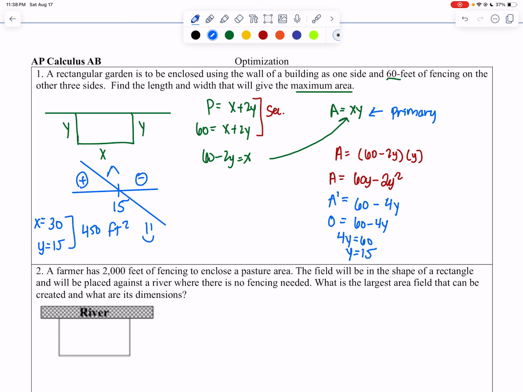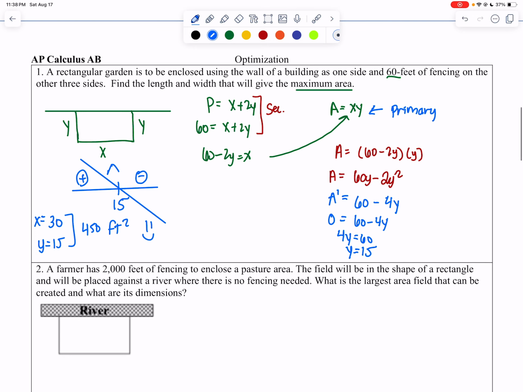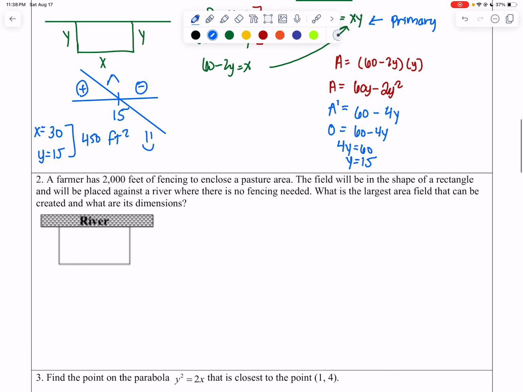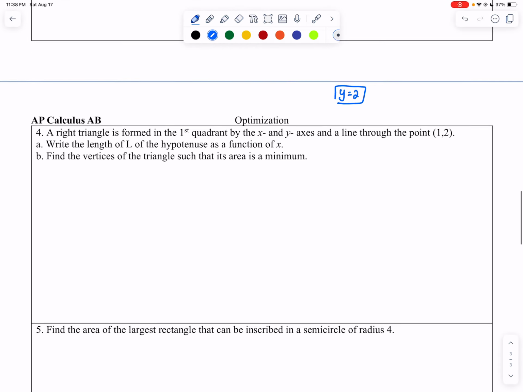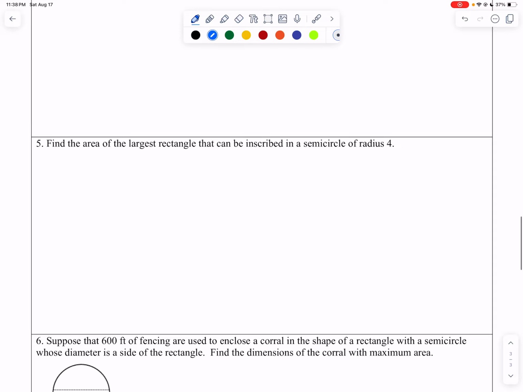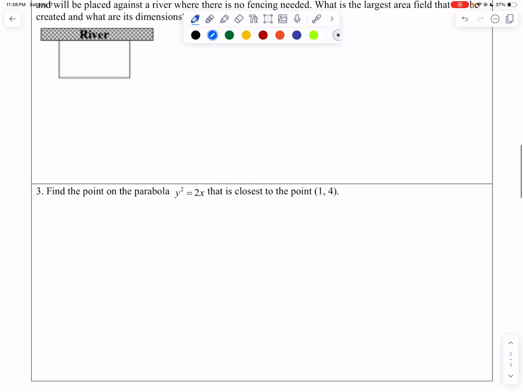All right, so that was a little introduction to optimization, an easy peasy lemon squeezy problem. Try 2 on your own, but in the next video, we are going to look at some more complicated problems. Let's say number 3, 4, 5, 6. We'll see where that takes us, but we'll do those in the next video.